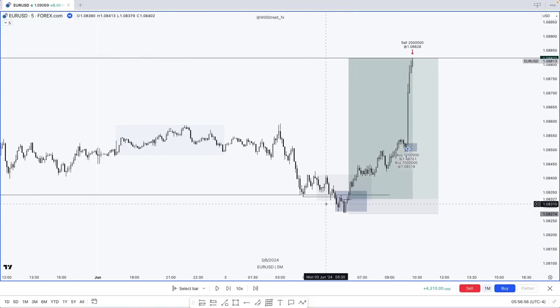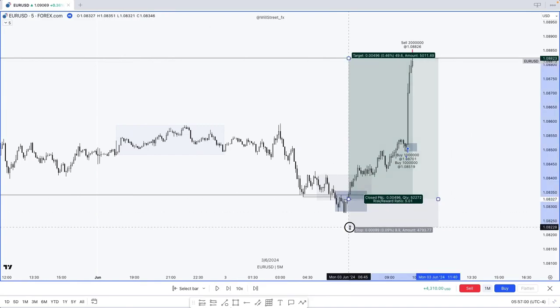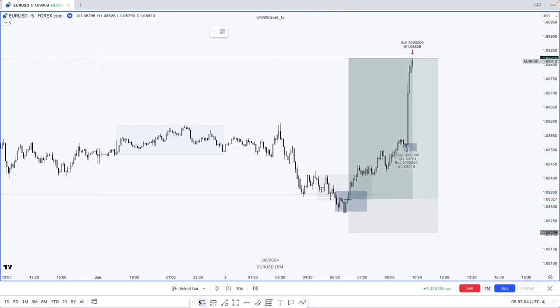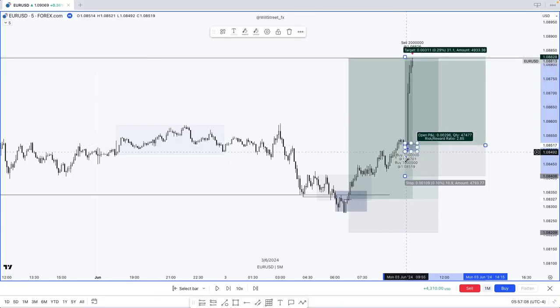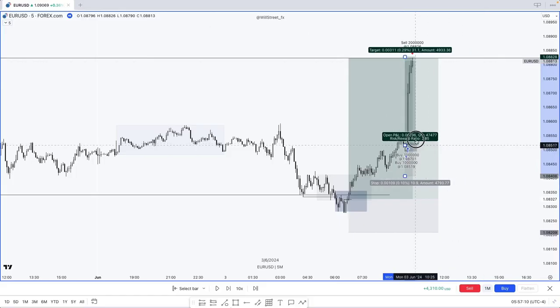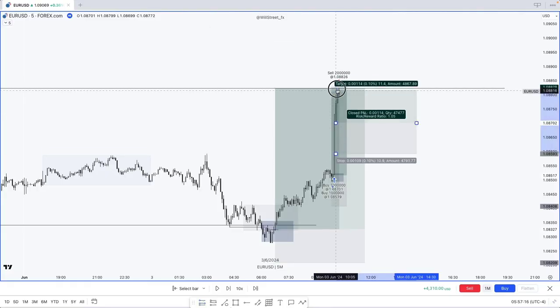I mean, in this case, I think I took that long and my stop loss was something like this. And then I took another long. It was something like this. Okay. Actually, I think I took the third one on Aussie dollar.